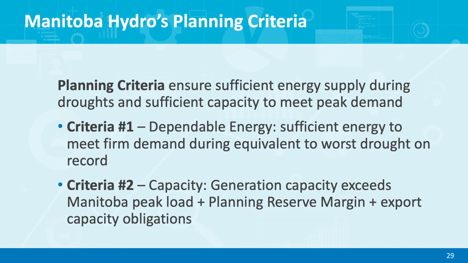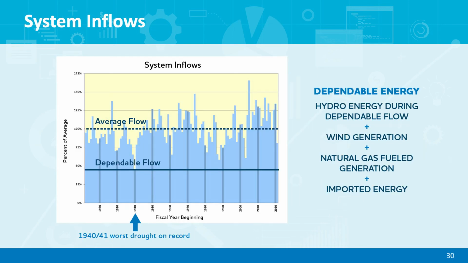To summarize the planning criteria, we plan to have enough energy for a repeat of the worst drought on record, and if you recall the earlier discussion on our demand, we plan to provide enough power on the coldest days during the winter. These requirements are included in the model to ensure the system has enough resources to reliably meet our customers' needs. As we've recently seen in Manitoba, water conditions can vary significantly from year to year, so it is important to understand the variability within our planning processes.